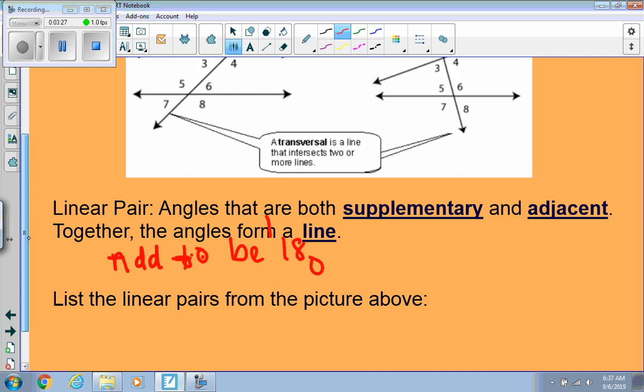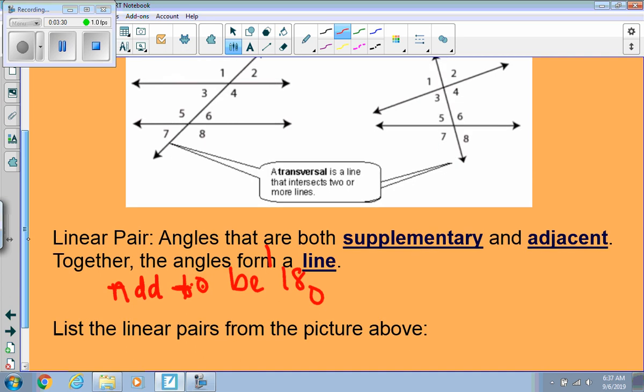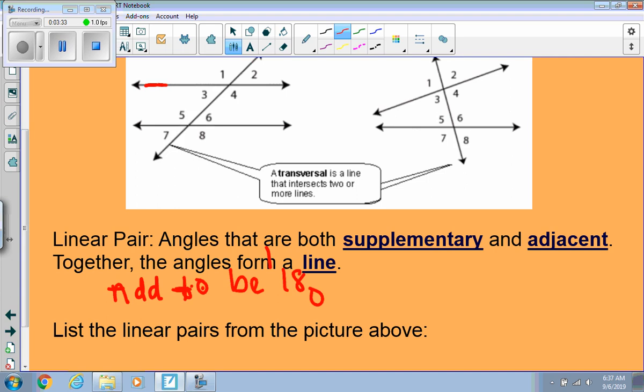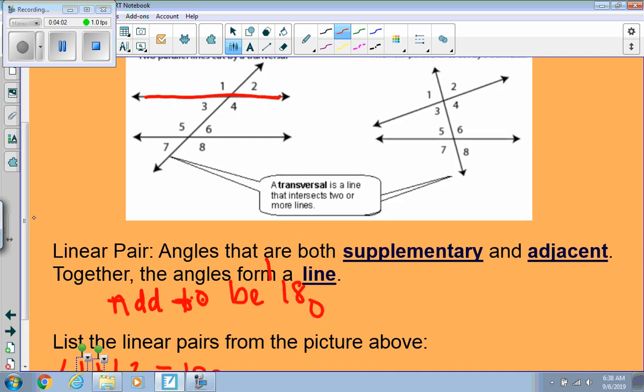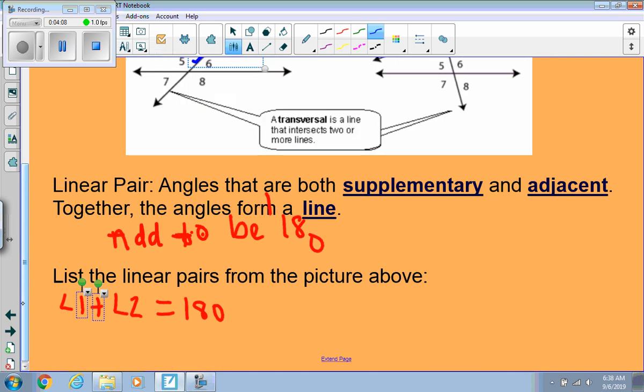So if we want to list some linear pairs, I'm not going to list all of them, I'm just going to list a few. We've got a straight line here, so the linear pair I could say is 1 and 2. So angle 1 plus angle 2 is going to equal 180. That's one of the many. We could also draw our transversal line in there, and say angle 1 and angle 3 are a linear pair.